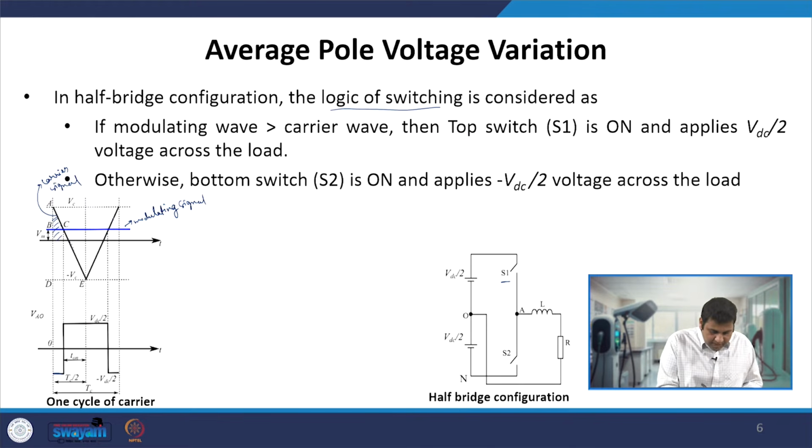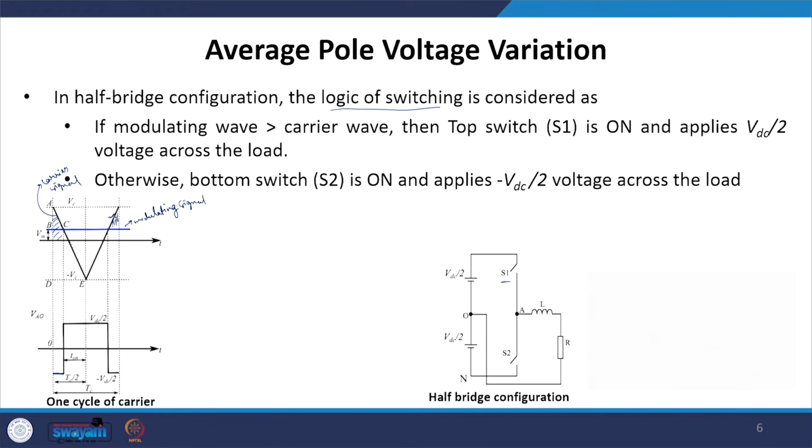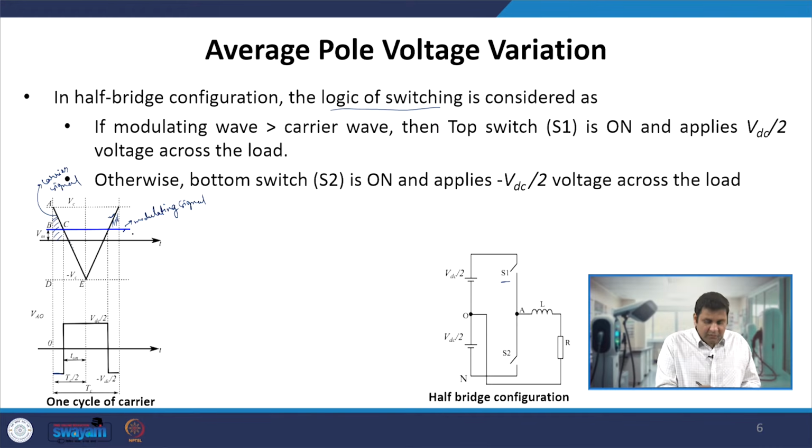Then again, during this point we see that the value of the carrier wave is greater than the value of the modulating signal. That is when the second condition holds true, and then you are turning on the S2 switch, and that is when you are applying minus VDC by 2.